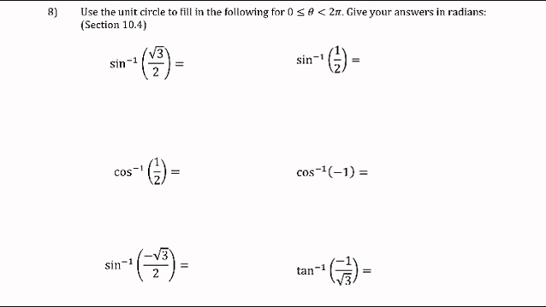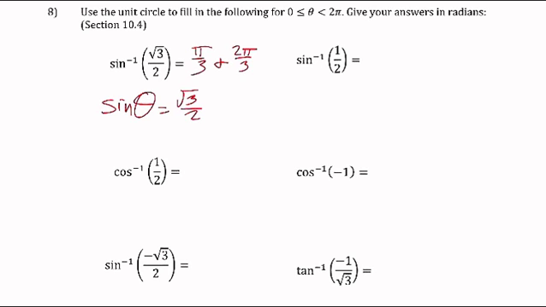Now, for this first one where we have sine inverse of root 3 over 2, it's really asking you, if you want to think about it this way, the sine of what angle equals the square root of 3 over 2. Now, there's going to be two answers. The first one, we're going to say it's at pi over 3, and at 2 pi over 3. So the sine, again, is your y value. So where is y equal to root 3 over 2? At pi over 3 and 2 pi over 3.